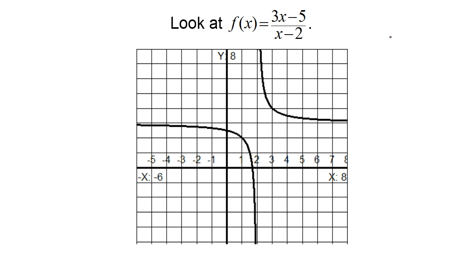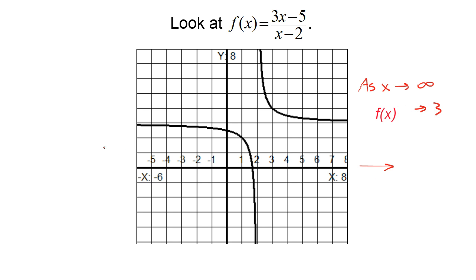Okay, let's look at the graph of this rational function. I want you to see what happens as x gets really large in a positive sense. What's happening to my graph? You can tell here that the y values are getting very, very close to 3. So we say as x approaches positive infinity, f of x, which is our y value, approaches 3.